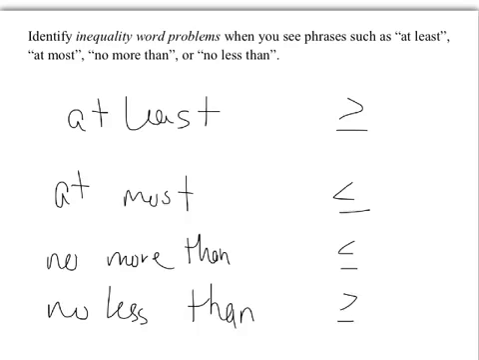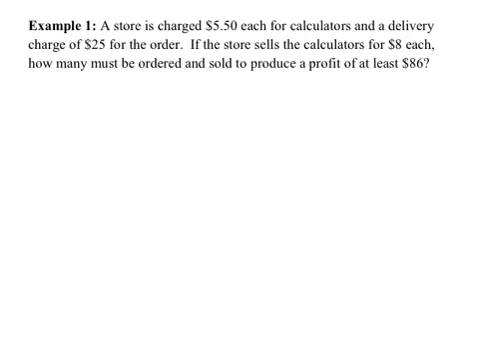So when we see these terminologies in the word problems, we have to think about what's going on in the problem. If you're asked a problem, which we're going to look at in a minute, where you want to make at least $20, you want $20 or more as a profit. So greater than or equal to $20 for your profit. So we're going to see how these come up in word problems.